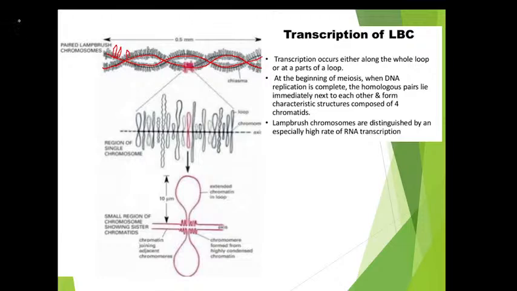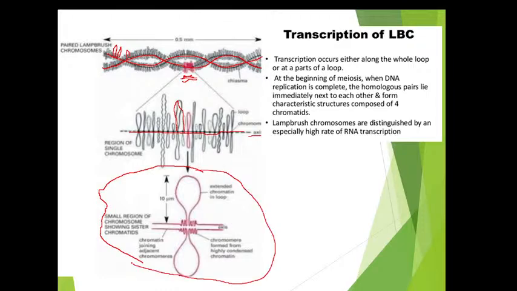So this is a lampbrush chromosome, and this much part is extended here. An enlarged view of this much region of the lampbrush chromosome is shown here. You can see a central axis. From the central axis arise the loops. These are the loops, like this it goes. These are the loops which arise from the central axis. And this is an enlarged view of a single axis. In this enlarged view, what are the structures you can see?